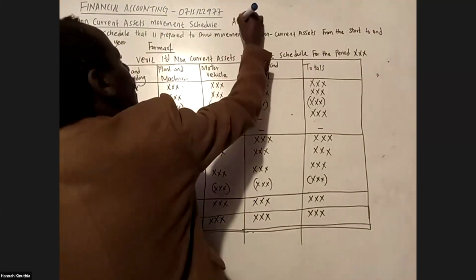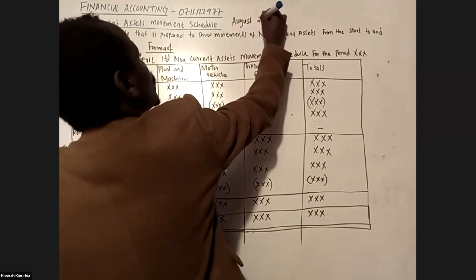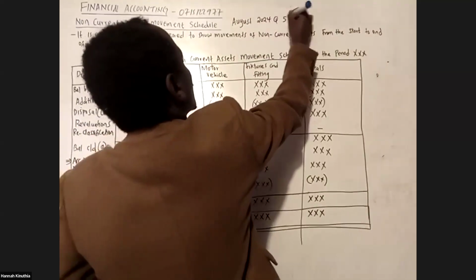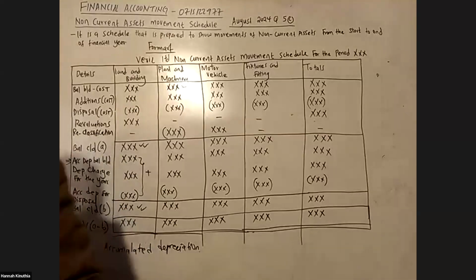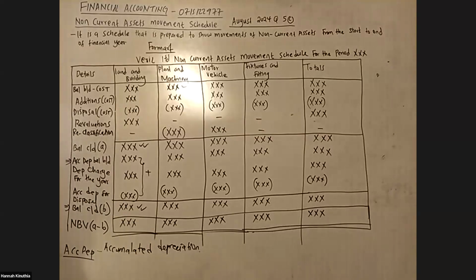August 2024, question number 5C. August 2024. Nara tusomea. Very kusomea leo.